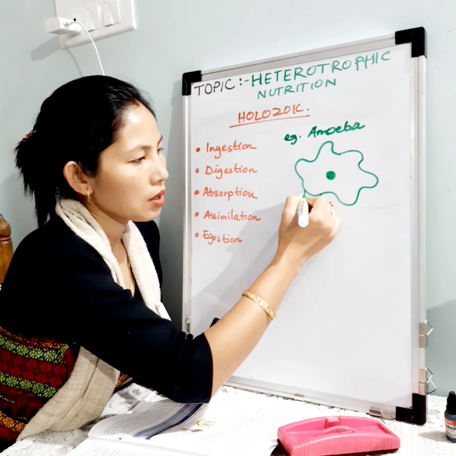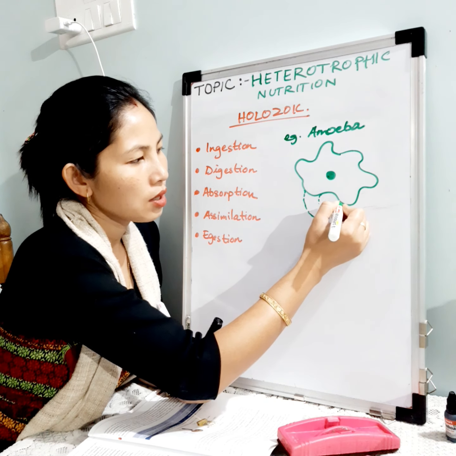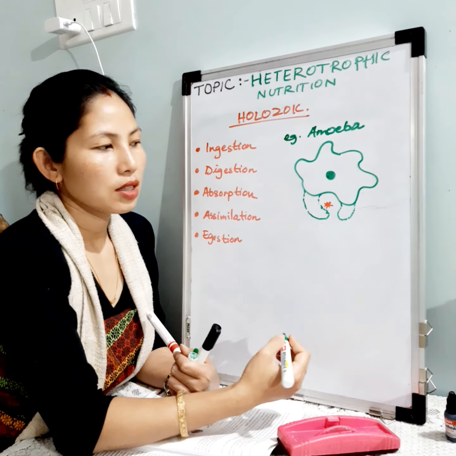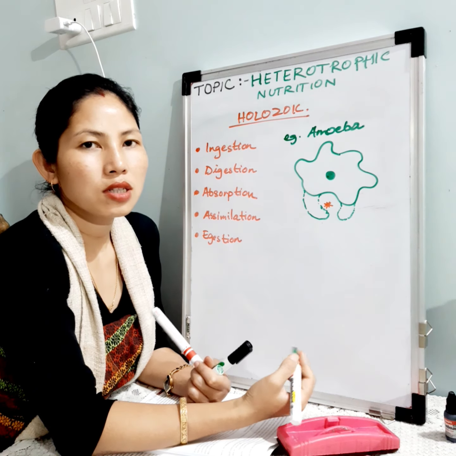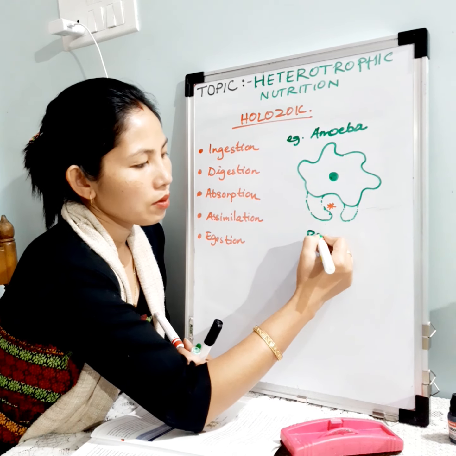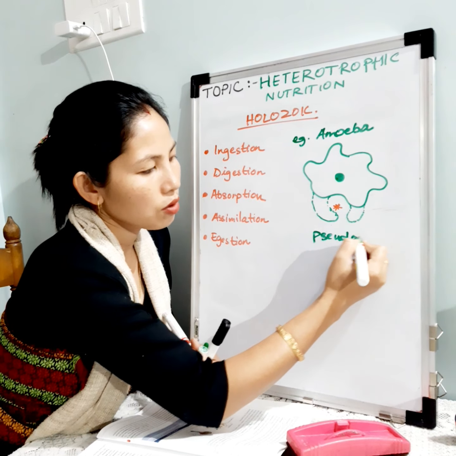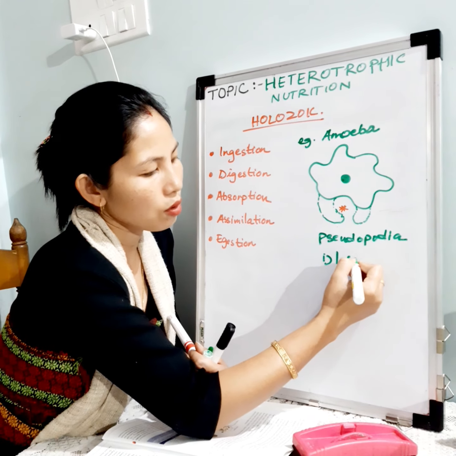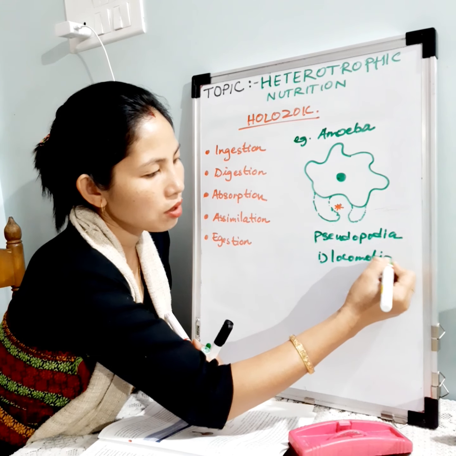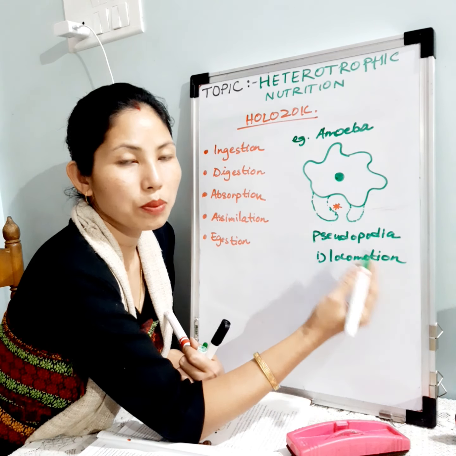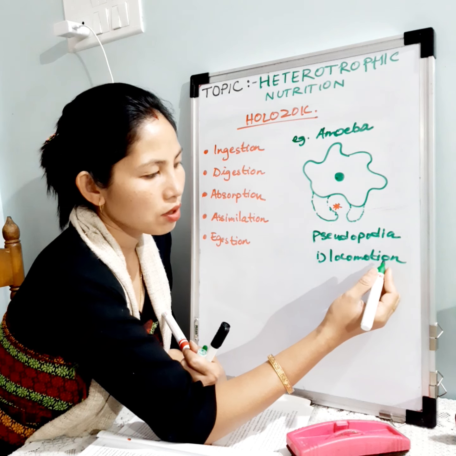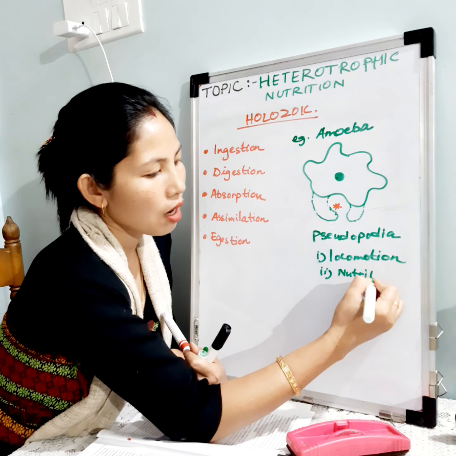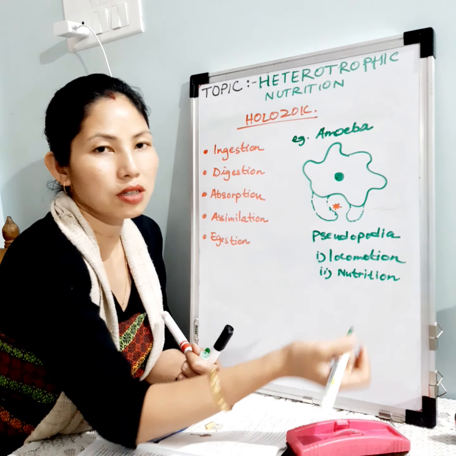So let us understand what this pseudopodia is. These pseudopodia are actually the extension of their cell membrane. These are also known as the false feet. There are 2 functions of pseudopodia in amoeba. Their primary function is for locomotion. This is where the name comes from: pseudo means false and podia means feet. So the primary function is for locomotion, and secondly for nutrition. We will discuss how this pseudopodia helps them in their nutrition.